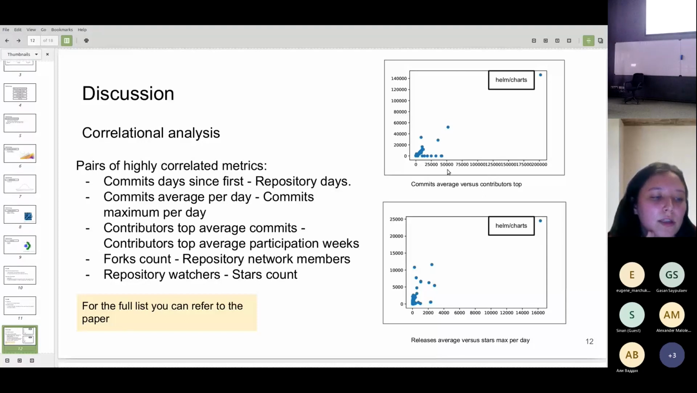And after that we analyzed highly correlated metrics and gave an explanation why there is such a big correlation, which list contains 22 pairs, which are fully presented in the paper.